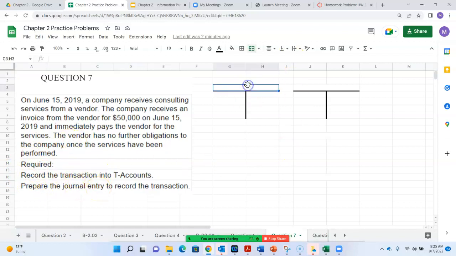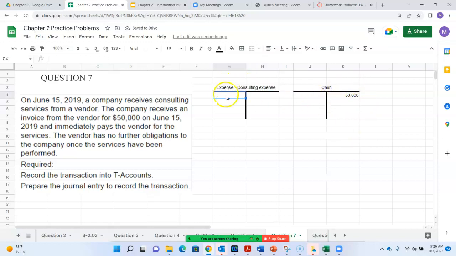So let's go ahead and do this. This problem should seem somewhat familiar. So let's start with cash. Cash is leaving the company. If cash is going out, we're reducing an asset, so we are going to credit it for $50,000. The corresponding account is an expense, specifically this consulting expense, but feel free to use any title that makes sense to you.